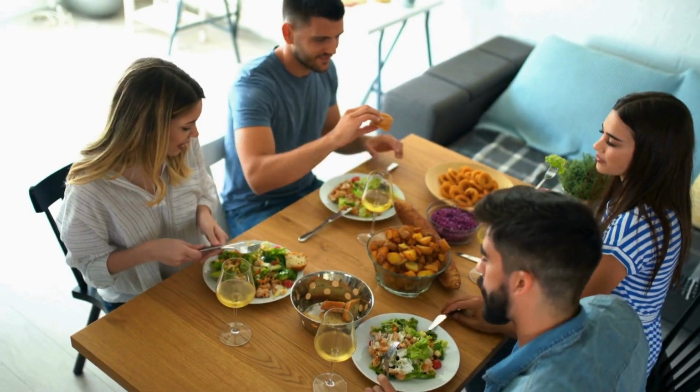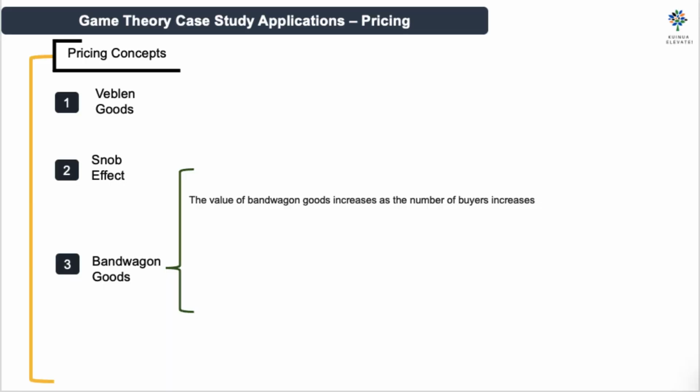That brings us to our next concept, the bandwagon effect. The more people talk about it, the more people want it. Veblen goods can also experience the bandwagon effect, hence the trend of consumers buying counterfeits of Veblen goods because it's so popular. They want it, they just can't afford it.